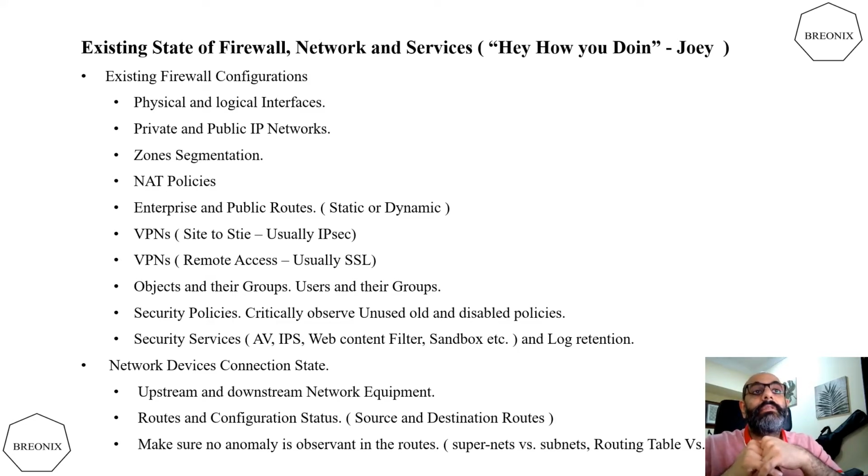NAT policies configured, enterprise and public routes. These might be static, they might be dynamic on any of the dynamic routing protocols, and you will have two flavors of the VPN. One might be site to site, the other might be remote access. So you have some address objects and their groups, and you will have some users, either local users or the ones that have been known through the user directory, and their respective groups as well.